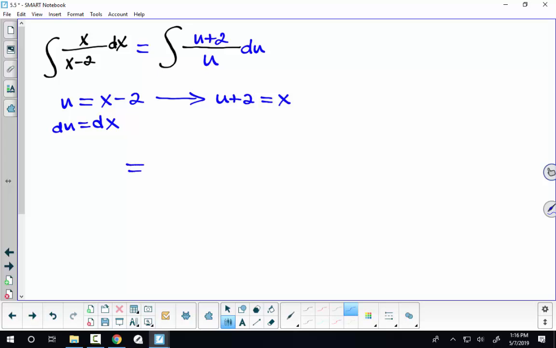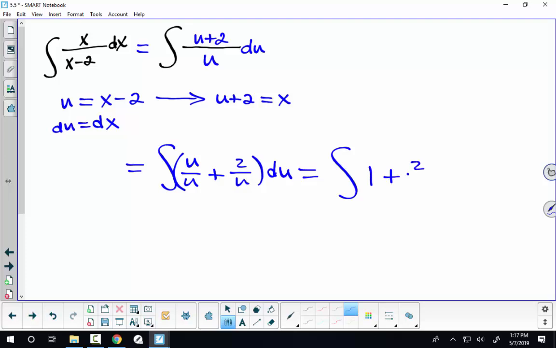So I'm going to just start here. We're just going to rewrite that now as the integral. We have u over u plus 2 over u. So that's the advantage. Again, we still don't know that this is going to help us, but maybe from here we can see that it might. And so that simplifies to the antiderivative of 1 plus 2 over u with respect to u.